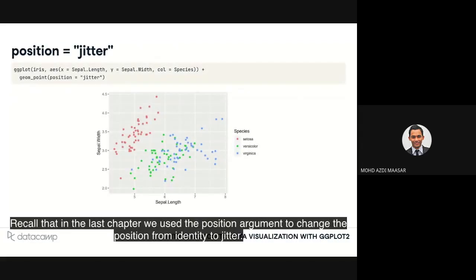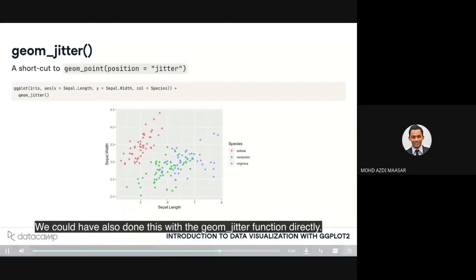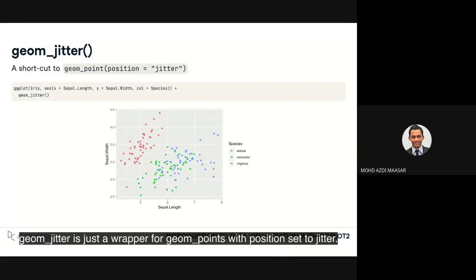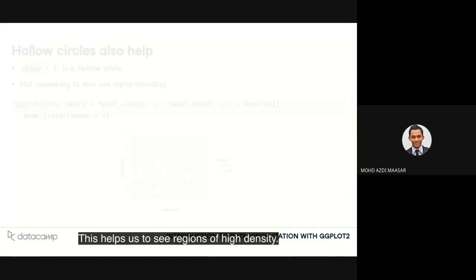Recall that in the last chapter, we used a position argument to change the position from identity to jitter. We could have also done this with a geom jitter function directly. Geom jitter is just a wrapper for geom points with position set to jitter. On top of jittering, we would also need to deal with overplotting points by adjusting the alpha blending, which works great as an attribute. This helps us to see regions of high density.